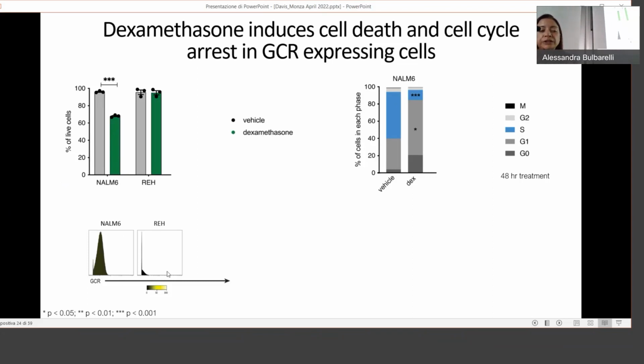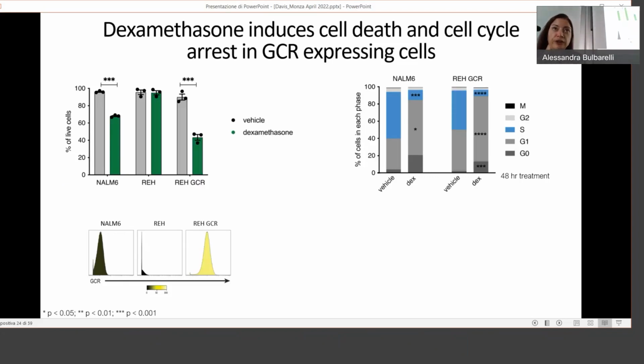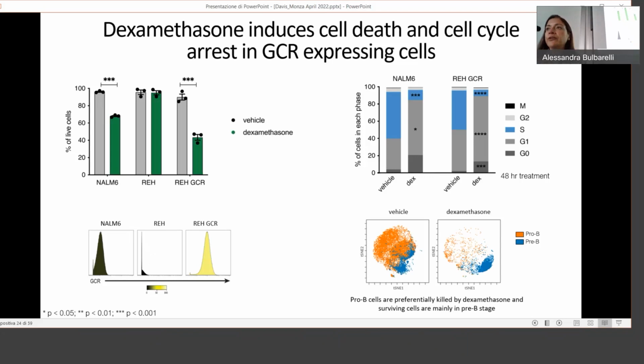The REH cells actually, in the native REH cells, they have a mutation in the glucocorticoid receptor so that they don't express it. And so here's the protein for REH compared to NOM6. So Yolanda overexpressed it. She took our REH cells and overexpressed the GCR, and that enabled those cells now to become sensitized to glucocorticoids. So now, about half of them died. After 48 hours, we saw the same arrest in cell cycle after we reintroduced the receptor.